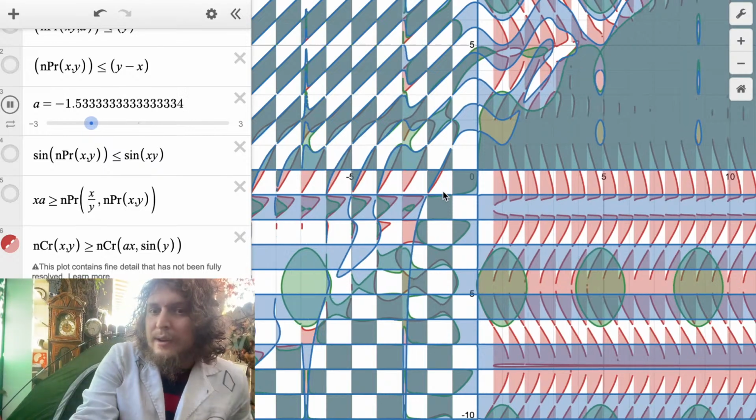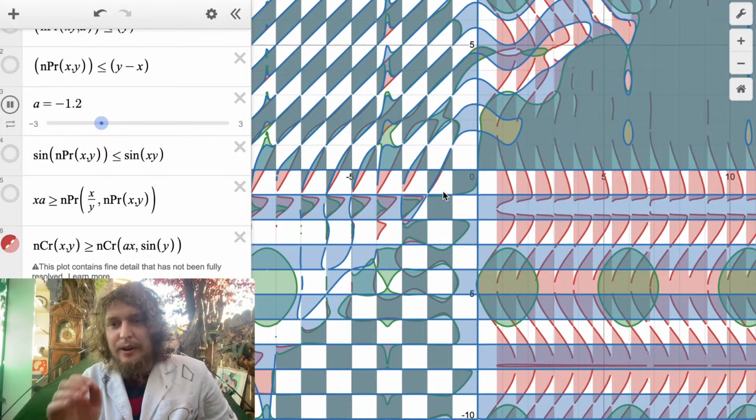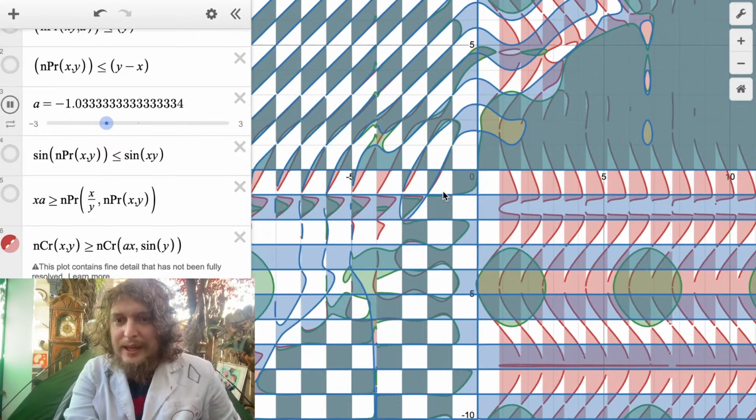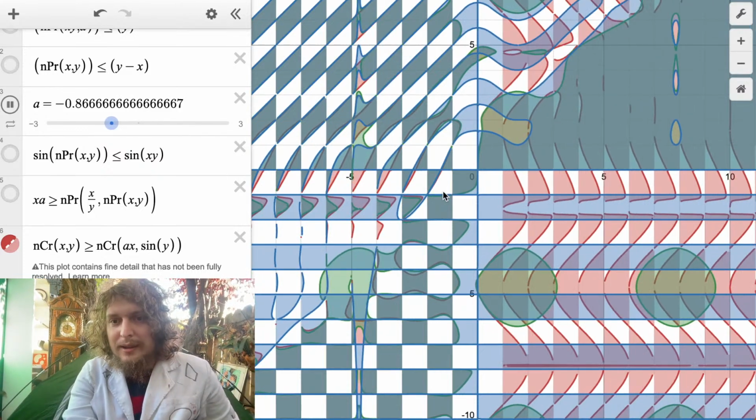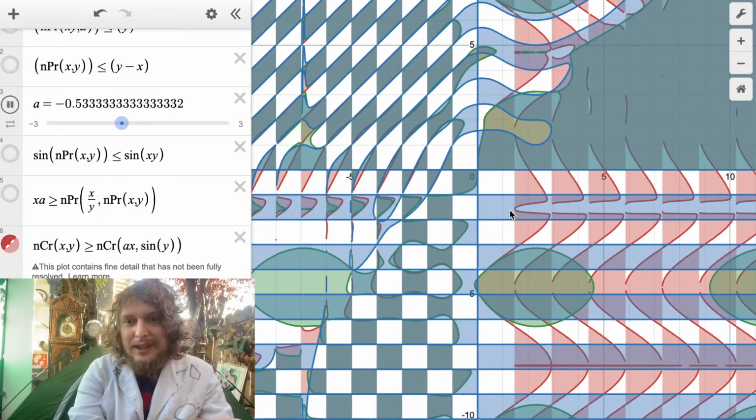And so remember that when we have a slider on A, it's almost like we're watching cross sections of a 3D graph where the amount of the third axis is changing. Now we're seeing different slices of that.